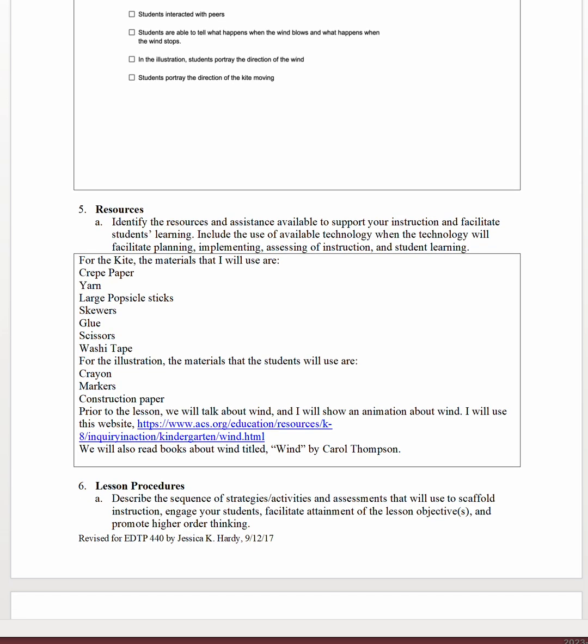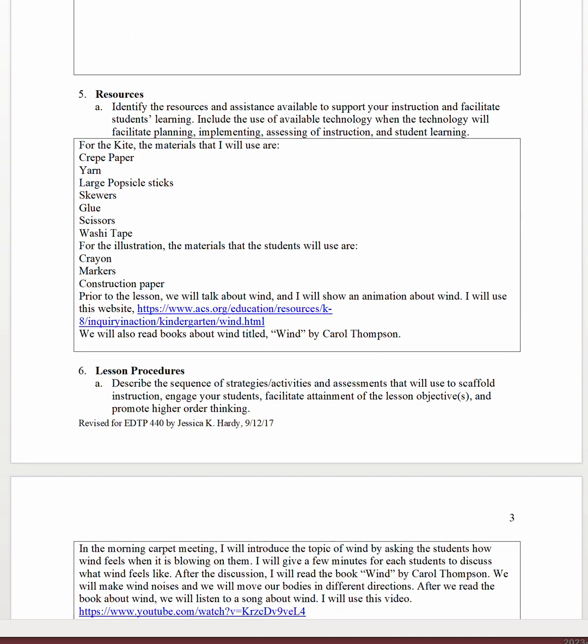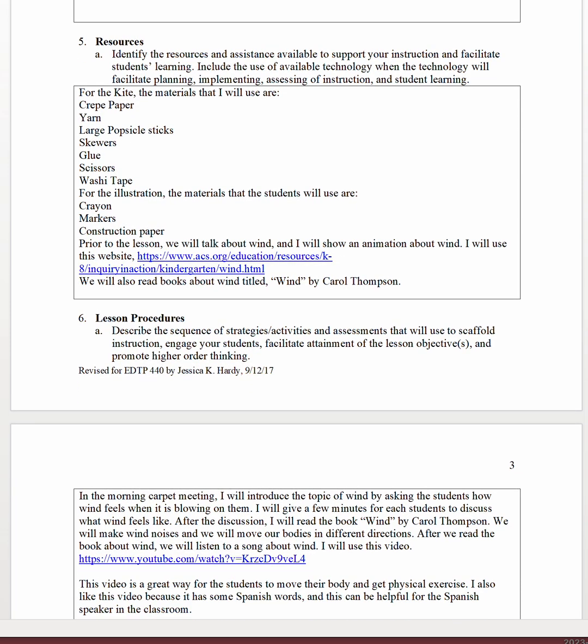Okay, so here's all your materials. You're going to talk about the wind and show an animation of the wind. Honestly, you can do that if you want. It's not going to be harmful, but it's not going to really help them. They have to experience the wind on top of it.